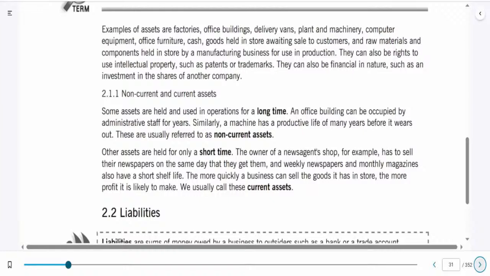Examples of non-current assets: buildings and office spaces, machinery and equipment used in production, vehicles like trucks or delivery vans that the business owns, furniture and large office equipment.